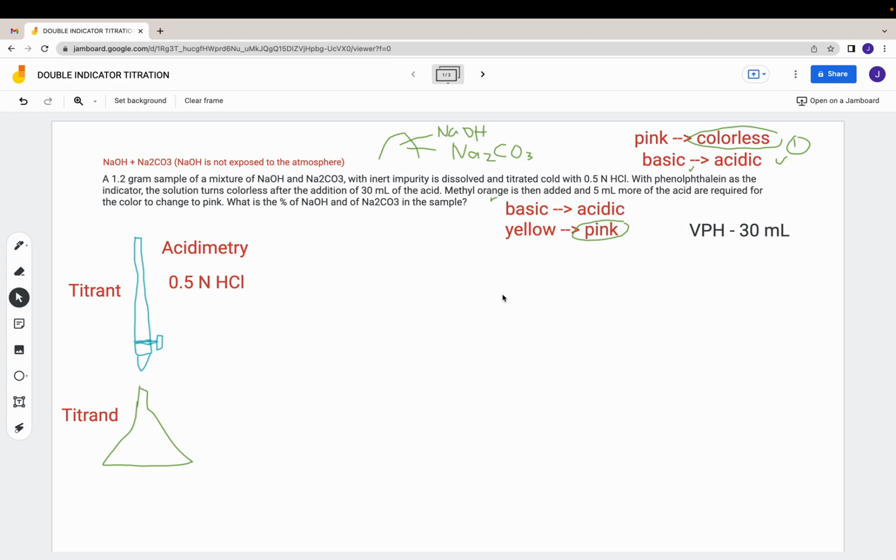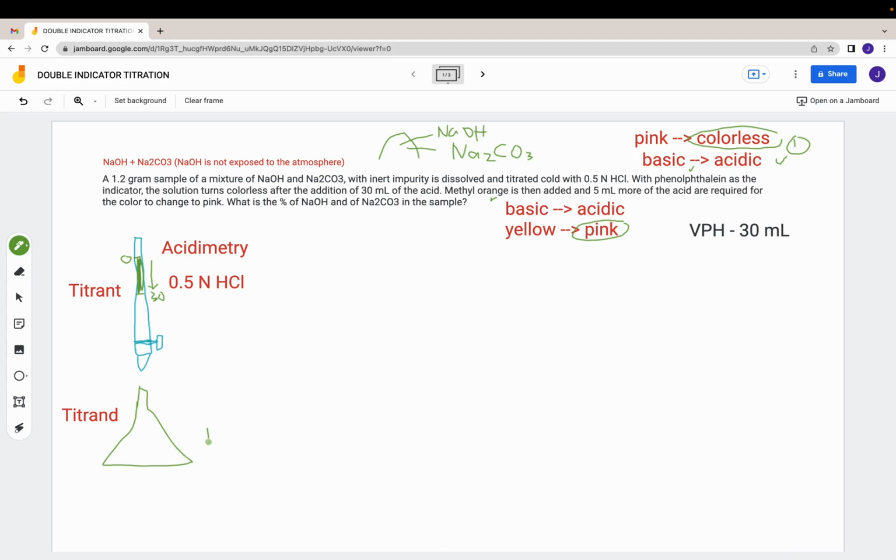So 30 ml. Now, after adding, let's see, this is 0, for example, and then you add your acid up to your 30 ml mark. So this is the part consumed by the first volume. I hope you understand. Now, you stop at the 30 ml mark because you see the colorless solution. It signifies that we have achieved the phenolphthalein endpoint. We have to stop and then add your methyl orange this time.